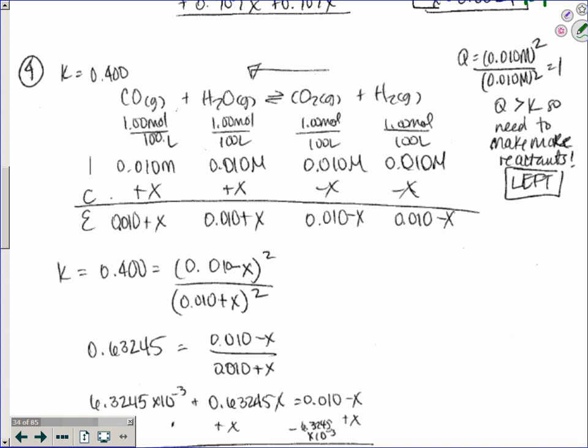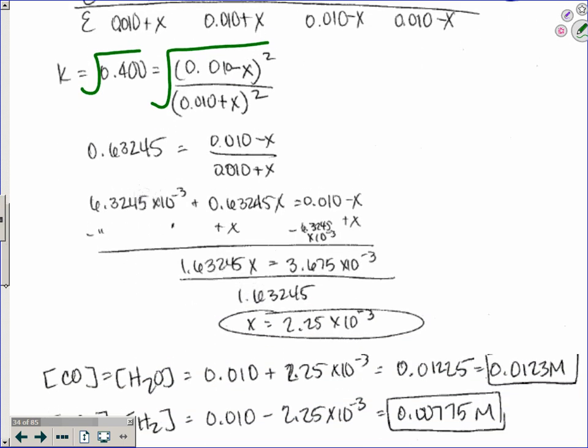A lot of times, this is going to be very common, you'll have a perfect square. You'll have your products or reactants, and you'll notice that these are the same, so these are both squared. So then we're going to square root the entire equation. And then the square root of 0.4 is this number. You're then going to have to combine some like terms to get x by itself.